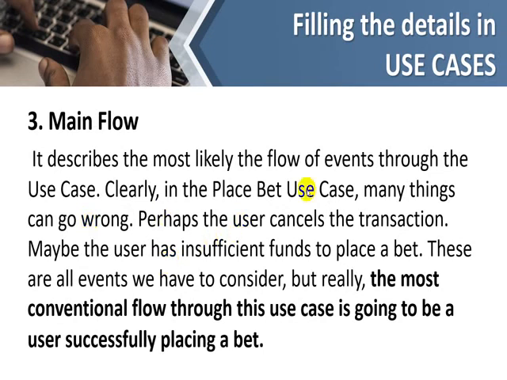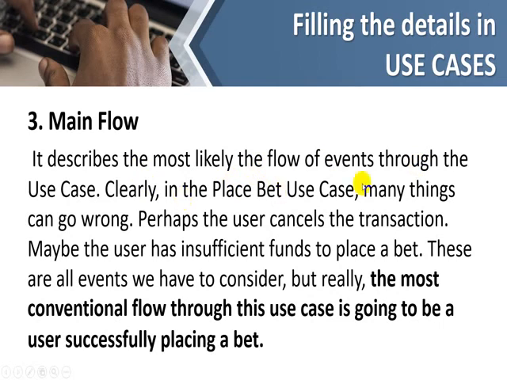It describes the most likely the flow of events through the use case. So the main flow in the use case description is what is going to be done, what is supposed to be done, right? So it meant that there can be many things. For example, in the case of place bet, we can have errors, we can have the alternate course of action. But in fact, what we consider over here is, in fact, what is the main flow, what is the actual thing that we want to do. So let's see, it describes the most likely the flow of events through the use case.